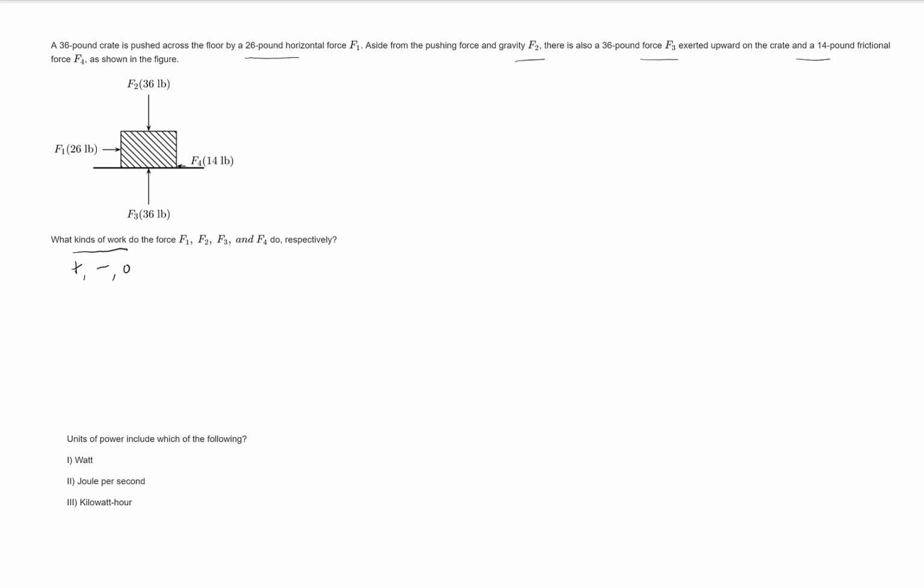A 1677 kilogram car travels at a speed of 12.8 meters per second. What's the kinetic energy? Kinetic energy is 1/2 mv squared.